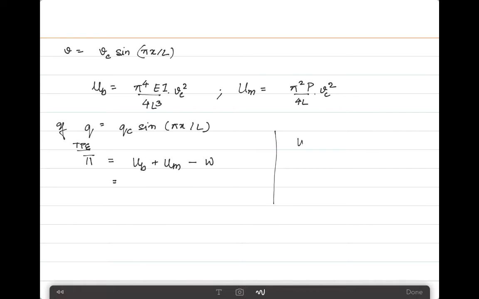Of course, here the work done on the system will be given as the integral from 0 to L of Q, which is the load which is acting, times V dx. And this can then be written with the sine functions for both of them. If you solve them and integrate them over the length L from 0 to L, you will get QCL by 2 times the maximum displacement in the center, which is VC.